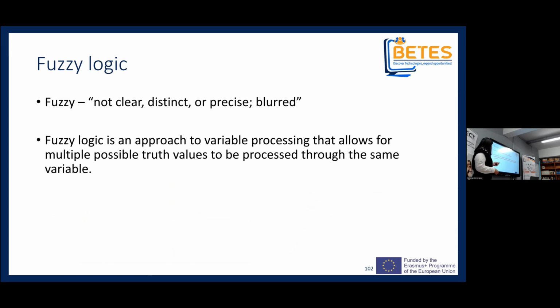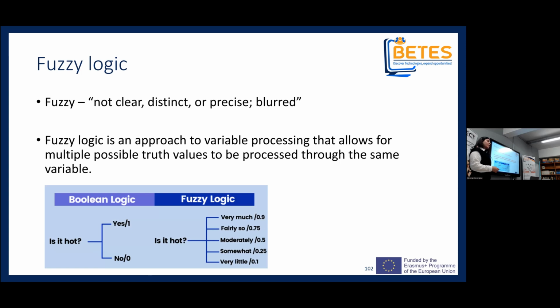So I'm going to give an example. Everyone knows Boolean logic, right? Is it hot? Yes or no? It's 0 or 1. But fuzzy logic says, is it hot? Very much, 0.19. Fairly so, 0.75. Moderately, somewhat, very little. So obviously it's better than Boolean logic, which is only true or false. But it's much simpler than using those complex mathematics that you use in controllers.